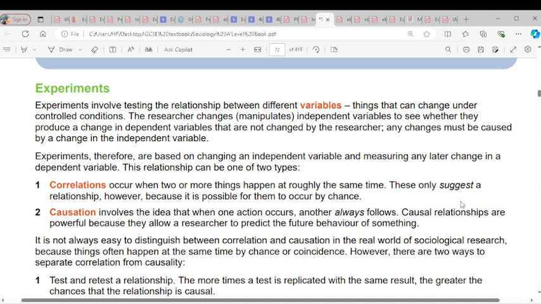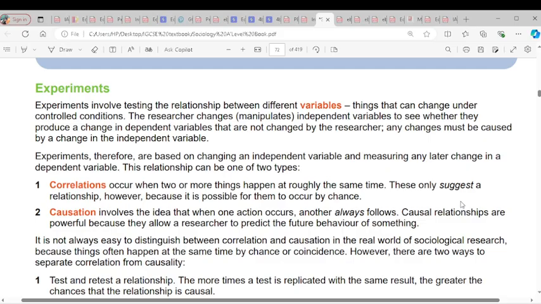So you need an independent variable with a dependent variable. A dependent variable is a variable that needs to rely on others to stay or to be relevant. But an independent variable can stay on its own. So here, this relationship can be of two types. We have correlation and causation.